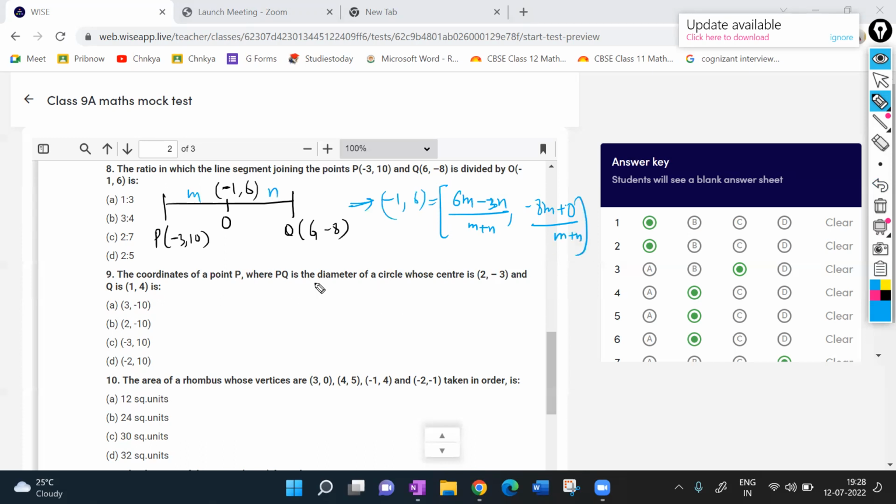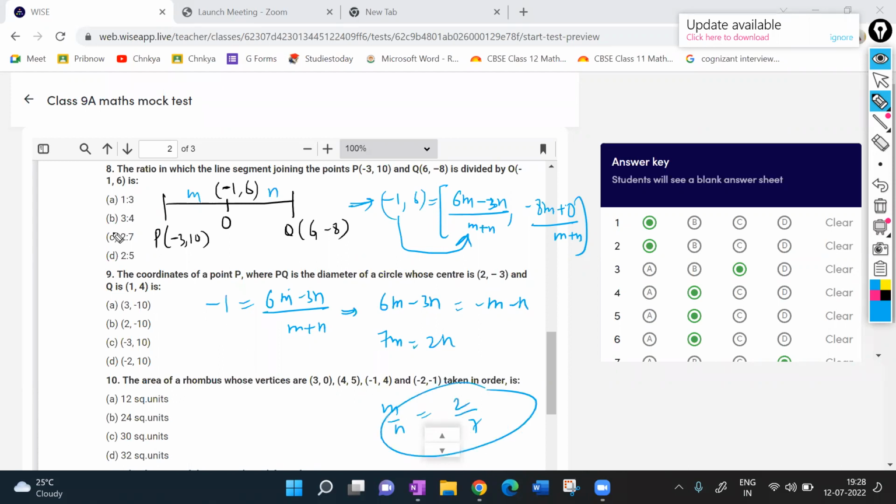Okay, so 6m minus 3n. We will equate the x coordinate. Minus 1 is equal to 6m minus 3n all divided by m plus n, beta. So 6m minus 3n is equal to minus m minus n. So 7m is equal to 2n. So m by n is equal to 2 by 7.